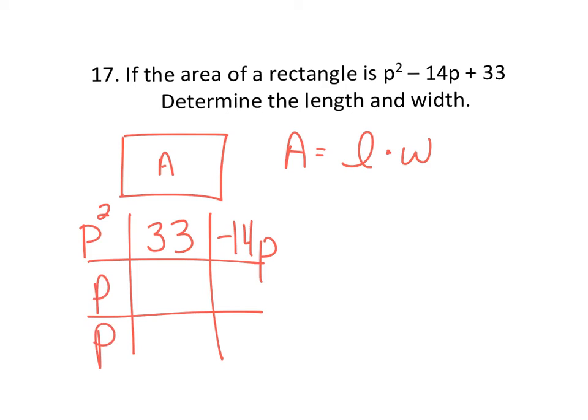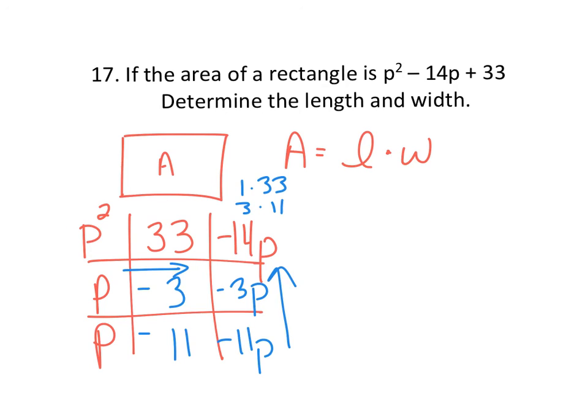P times P is the easy part. Factors of positive 33 would have to be a negative times a negative to get that middle term of a negative. So factors of 33 are, let's see, 1 times 33, 3 times 11. Let's go with 3 and 11 to start. So multiplying across gives me negative 3p and negative 11p. Looks like we got it first try. So my factors are p minus 3 times the quantity of p minus 11.